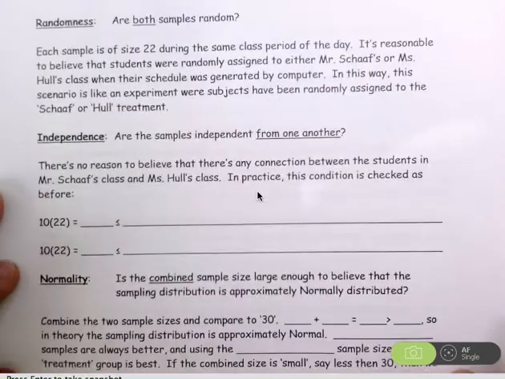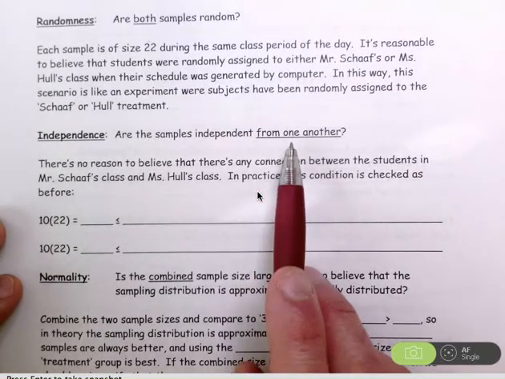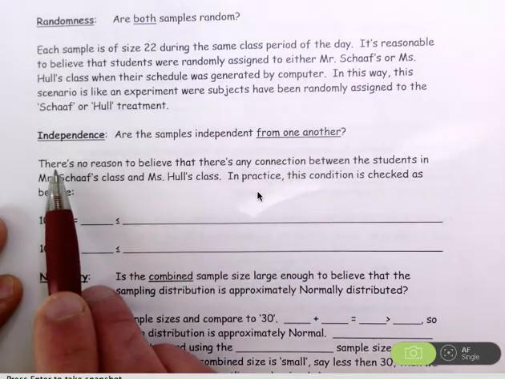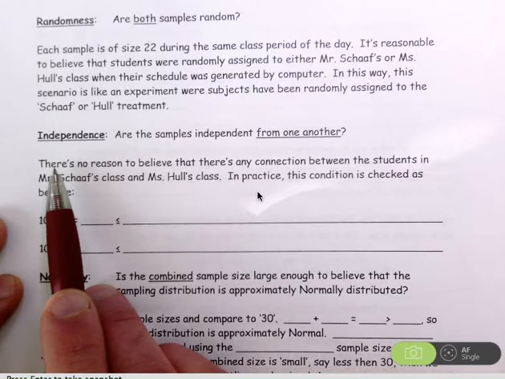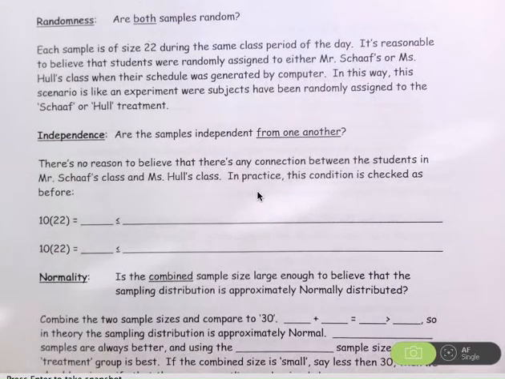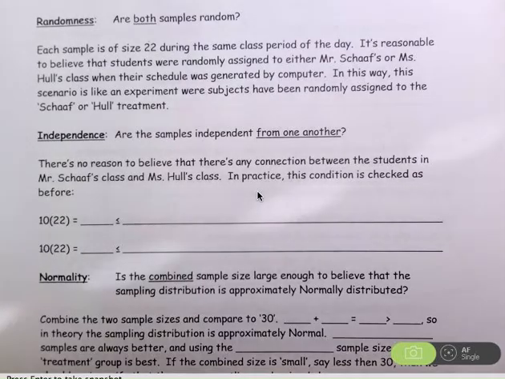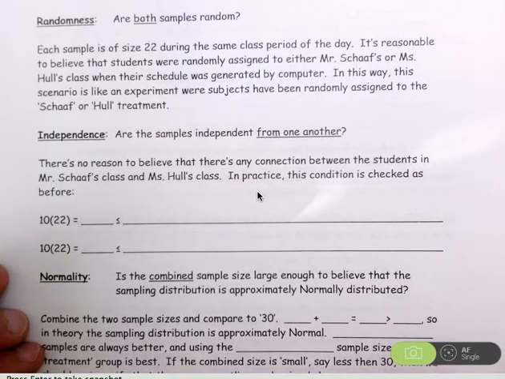So independence. Are the samples independent from one another? In terms of independence, what's most important is that there's no connection between Ms. Hull's students and my students. So for instance, if all of the freshmen ended up in Mr. Schaff's Geometry 1 class and the sophomores and juniors and seniors all ended up in Ms. Hull's Geometry 1 class, then essentially those two classes would not be independent. They would be dependent in terms of the fact that one age ended up in one class and another age ended up in a different class. So I want to believe that there's really no relationship between those two classes.